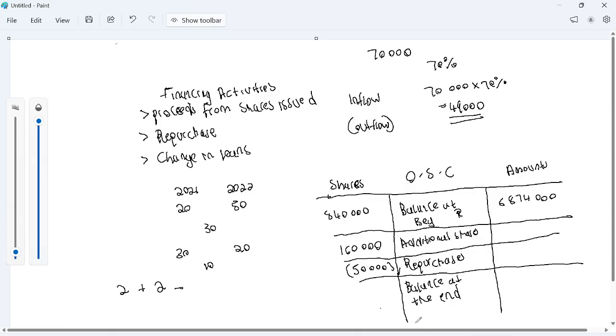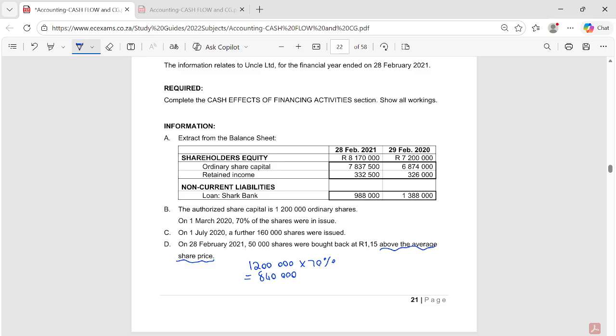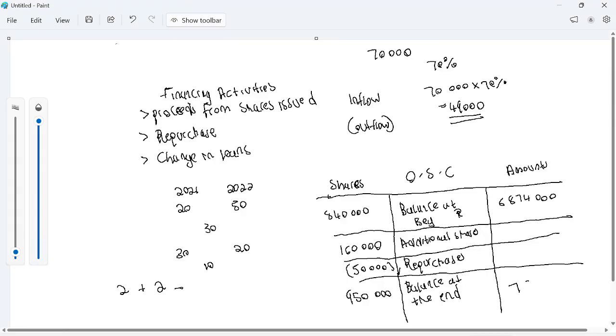Right now, what is the balance at the end? What is the total shares that are issued at the end of the year? I will say my 840,000 plus my 160,000 minus my 50,000. Those are my total shares issued at the end of the year, which is 950,000. Right now, do I have this amount? Yes, I do. How? They gave me here, which is 7,837,500. Yes, let me confirm.